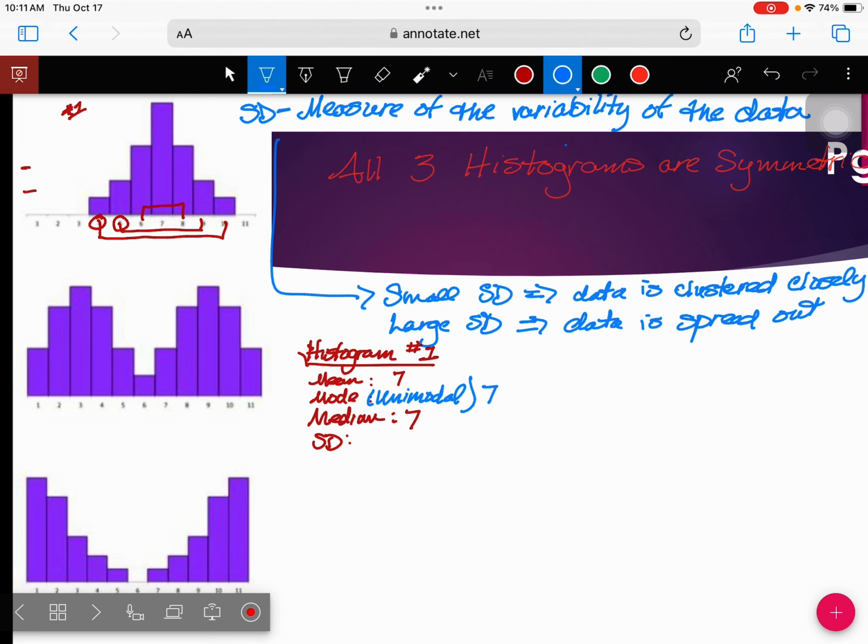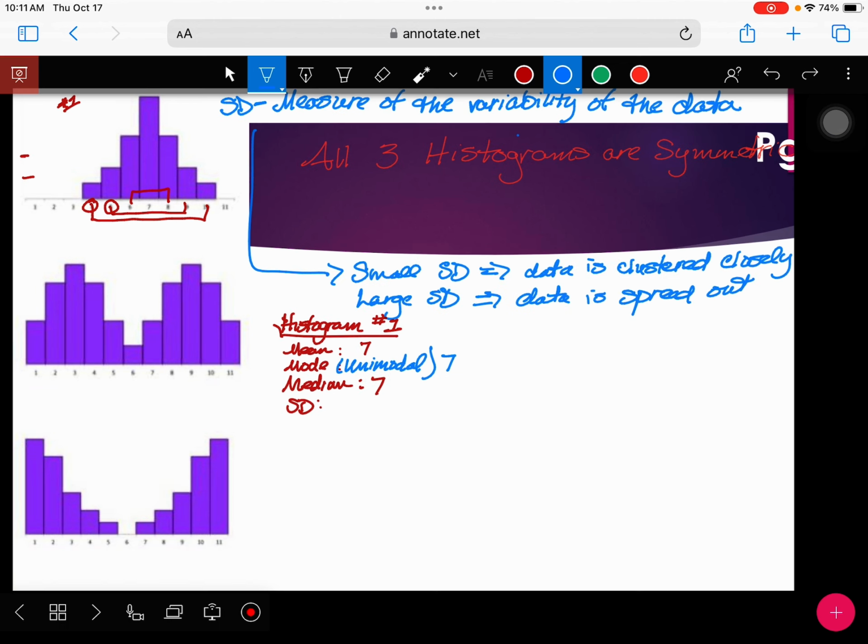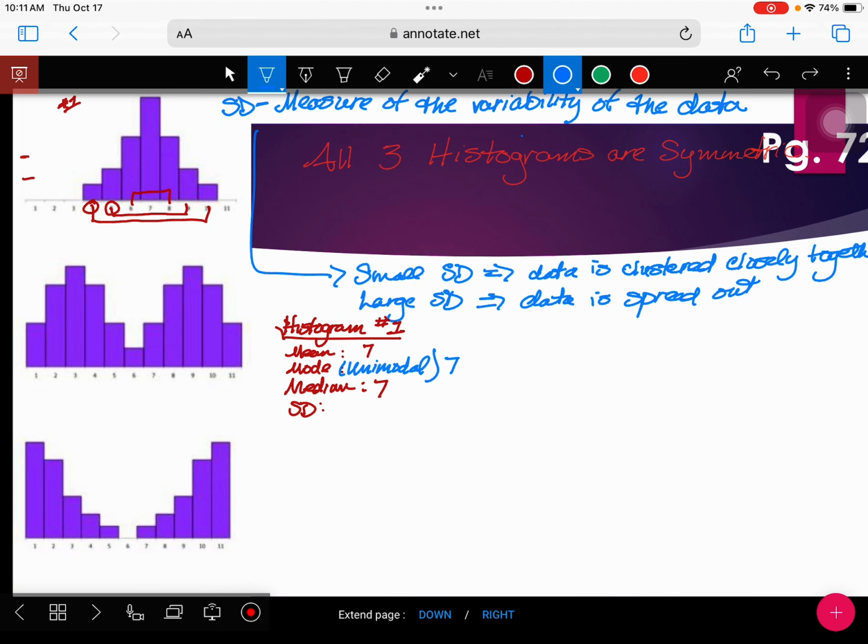Now, standard deviation. We cannot tell an actual number for standard deviation here. However, as you look at histogram number 1, do you think it has the smallest standard deviation, the middle amount, or the largest amount of standard deviation? And why? Remember, standard deviation is the variability of the scores.